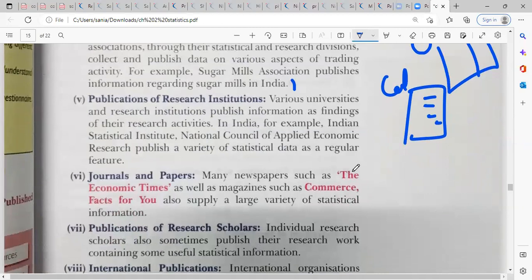Now, publications of research institutions. Various universities and research institutions publish information regarding their research activities. In India, for example, the Indian Statistical Institute and the National Council of Applied Economic Research publish a variety of statistical data as a regular feature. For example, if I am the Statistical Institute, I will present statistical data related to every field. These are research institutions; they do research and then publish their data.